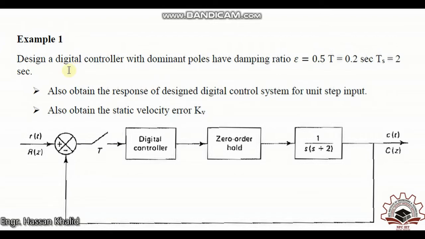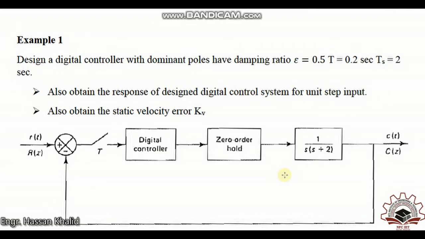Alright guys, design a digital controller with the dominant poles that have the damping ratio of zeta equal to 0.5. The sampling time is 0.2 second, and the settling time is 2 seconds. Also obtain the response of the designed digital control system for the unit step input, and also obtain the static velocity error for the whole given system.